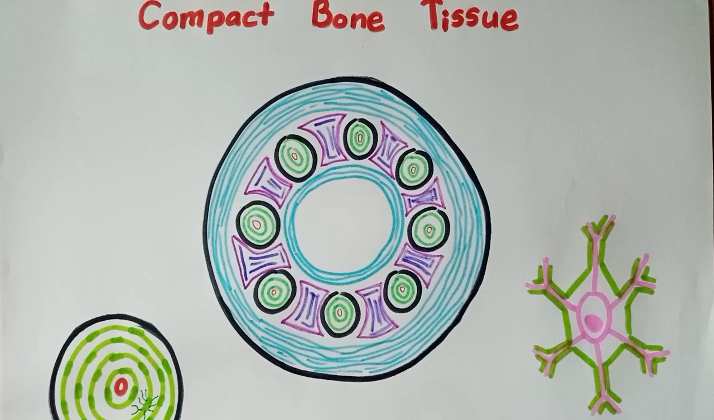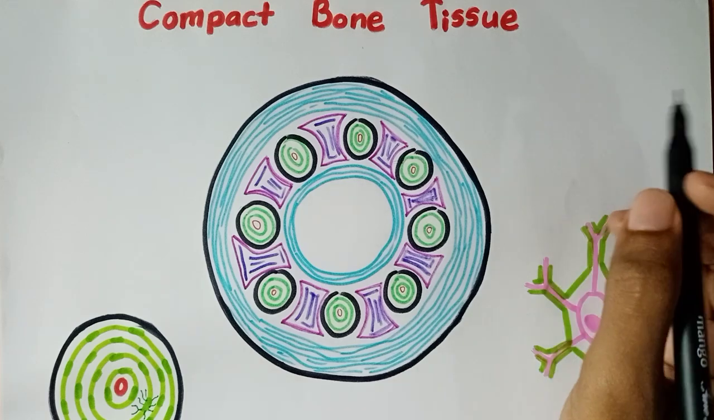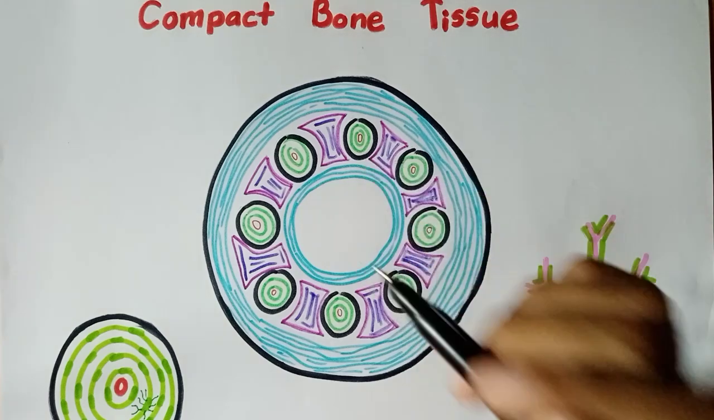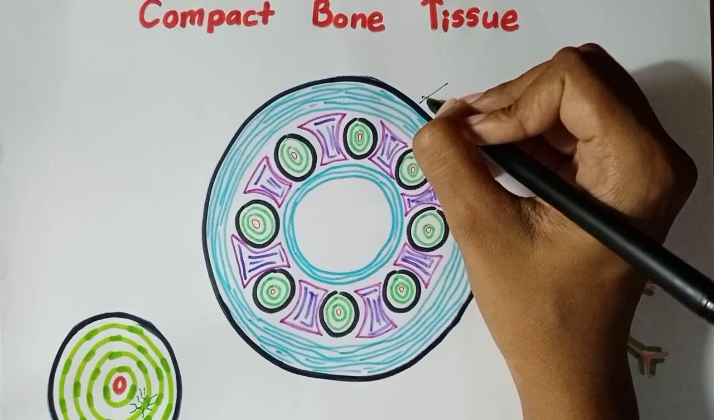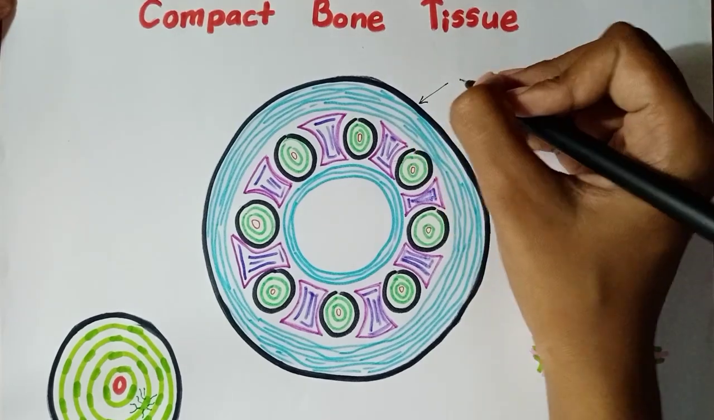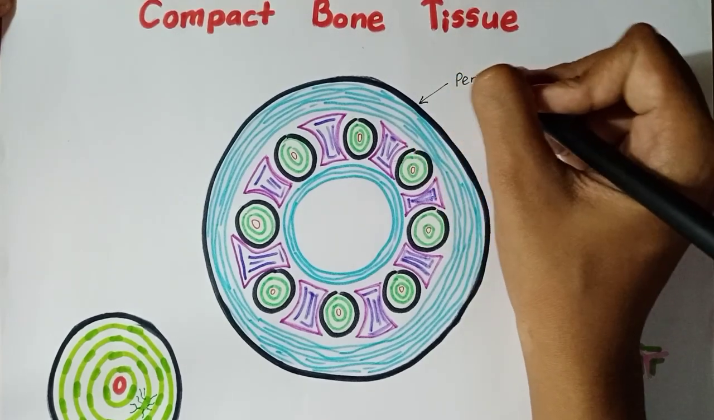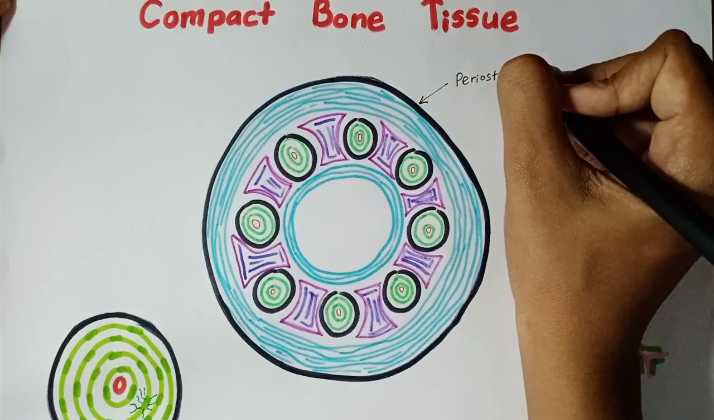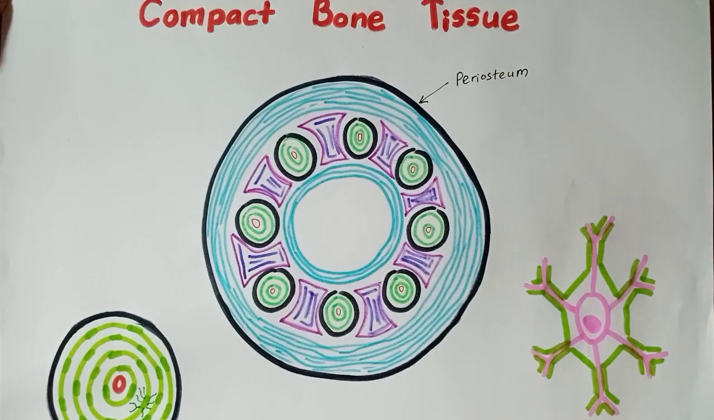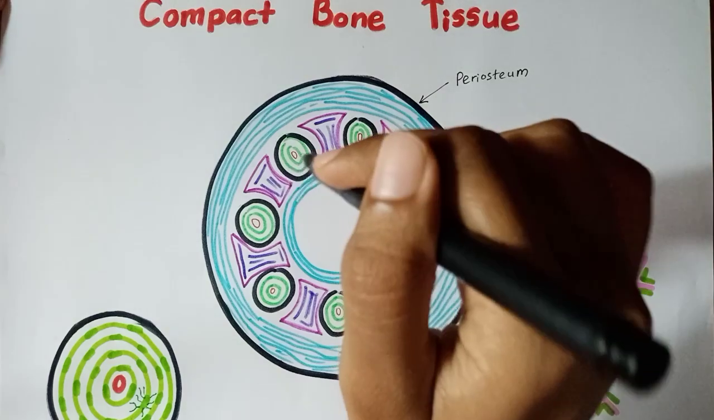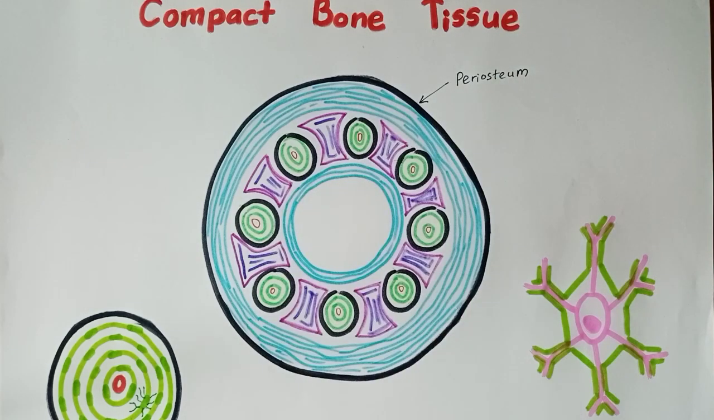So here in compact bone tissue, I already told that it is found beneath the periosteum. So this is the periosteum. This periosteum is a double-layered connective tissue, and beneath this periosteum the compact bone tissue is present. So now we are going to name the parts of this bone tissue.